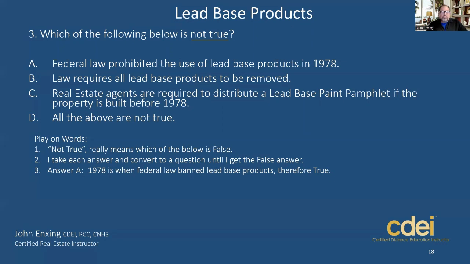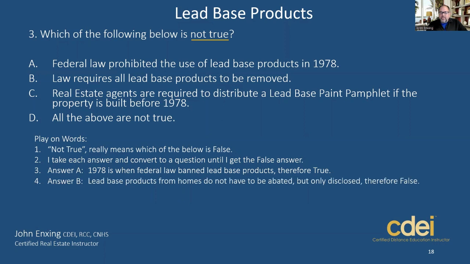So you may sit there and go, well, that can't be true, because the law says it does not have to be abated, which means removed. Abatement. Now, if you do have lead-based paint in the house, it's good to get it scraped off and get repainted, but it's not required by law. It only has to be disclosed. So the statement that the law requires all lead-based products to be removed is false. So that's a false statement. I'm going to continue reading, even though I found my answer.